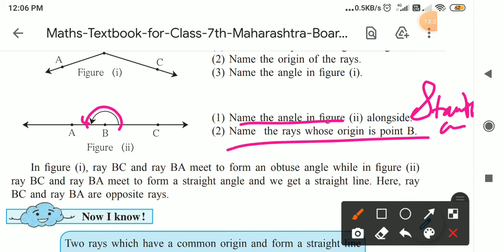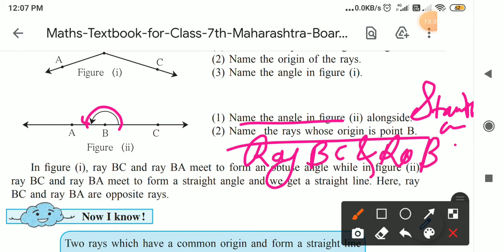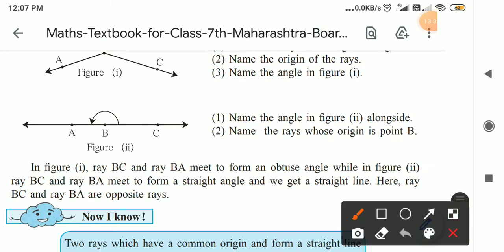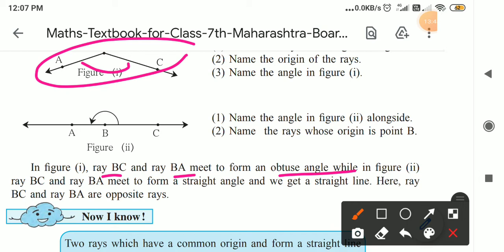Name the rays whose origin is B. So ray BC and ray BA. In figure 1, rays BC and BA meet to form an obtuse angle. And in figure 2, it forms a straight angle, so we get a straight line. Here, if the straight line is there, then we can say that ray BC and ray BA are opposite rays. Clear?